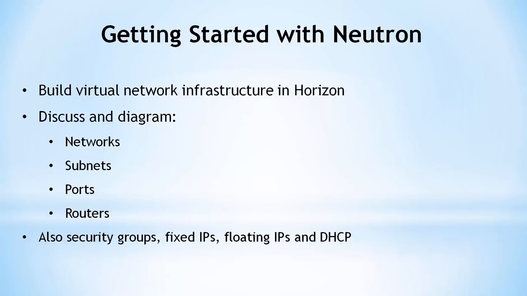This video is a guide for getting started with networking in OpenStack, or the Neutron project. In it, we will walk through building a small virtual network infrastructure using the OpenStack web UI called Horizon. I'll describe the core Neutron abstractions of networks, subnets, ports, and routers. We will also look at security groups, fixed IPs, floating IPs, and DHCP.